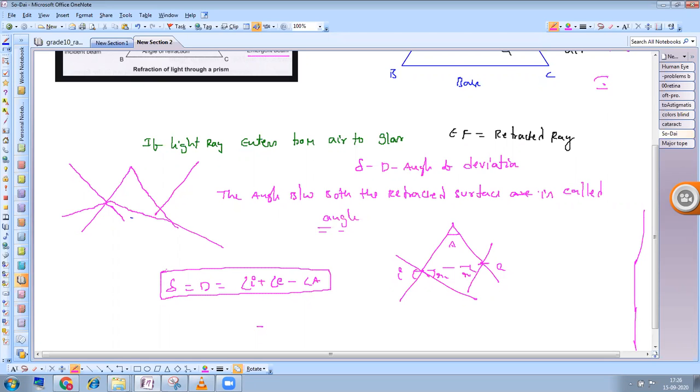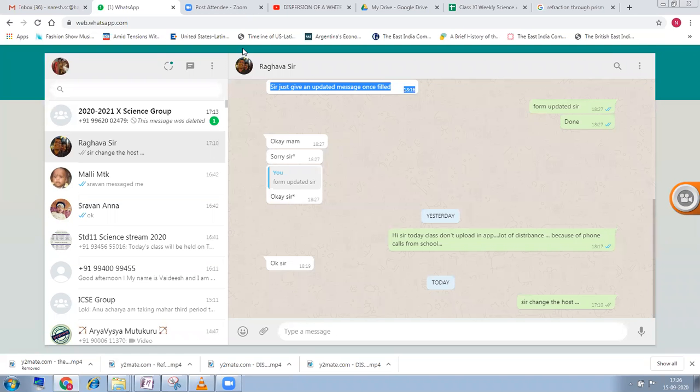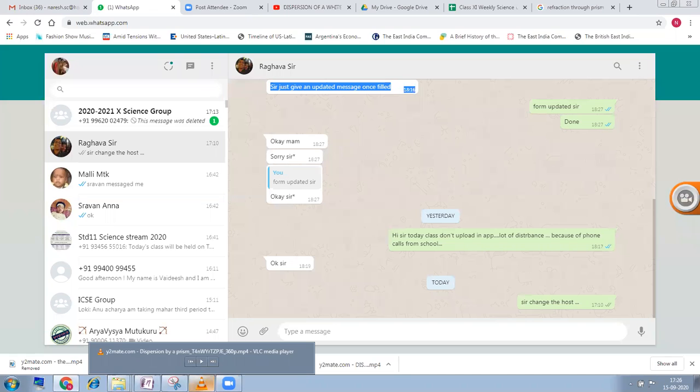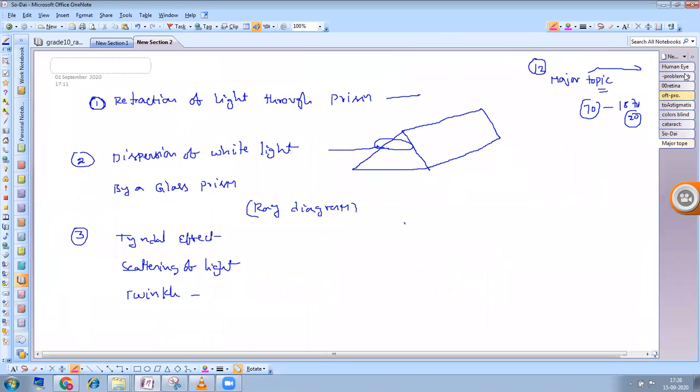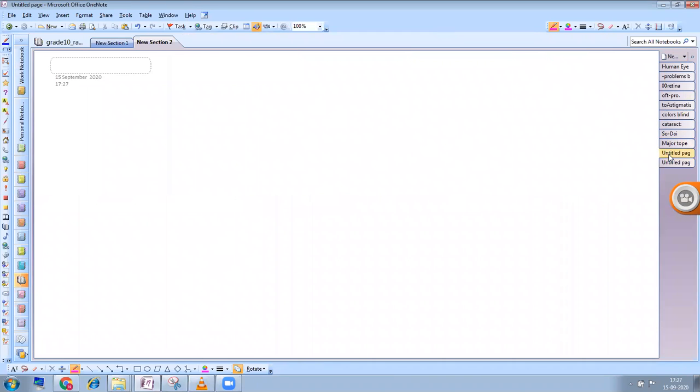Yes, sir. Now, dispersion of white light by a glass prism. We already saw the video. Dispersion of white light means if white light passes through a prism, it will split into several colors. Not many, it's limited: only 7 colors. The splitting of white light into different colors after emerging from a glass prism is called dispersion of light.